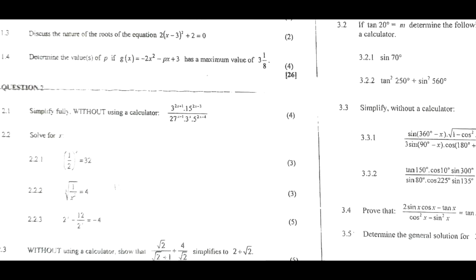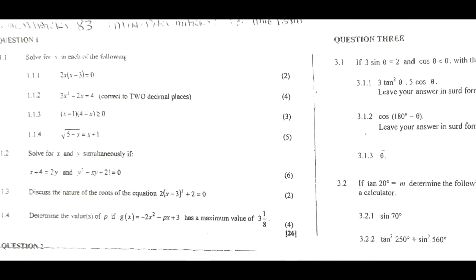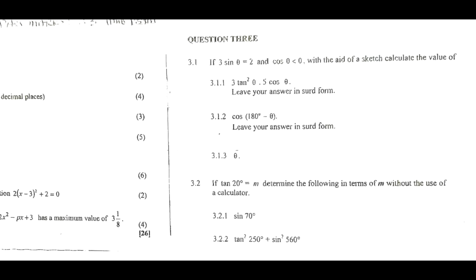Right. Then question 3 now. In 3.1, if 3 sin θ = 2 and cos θ < 0, with the aid of a sketch or diagram, calculate the value of the following. 3.1.1, 3 tan²θ times 5 cos θ, and it is stated that you need to leave your answer in surd form. 3.1.2, cos(180° - θ). Leave your answer in surd form again.